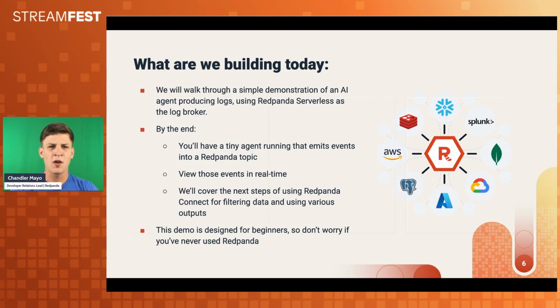So what are we building? Well, we're going to walk through a very simple demonstration of an AI agent producing logs, and we're going to use Redpanda Serverless as the log broker. And when I say really simple demonstration, we're going to build everything inside of Redpanda Serverless, but you don't have to, and I'll get into that later. So by the end, we're going to have a tiny agent running that is emitting events into a Redpanda topic. We're going to be able to view those events in real time, of course. And then we're going to cover the next steps of using Redpanda Connect to filter that data and send that out to various outputs. Specifically today, I'm going to show you how to send that data to S3. But again, we have over 300 different connectors for Redpanda Connect. And if you can't find what you're looking for, there's probably a way to make it work.